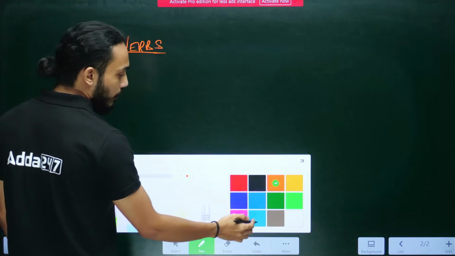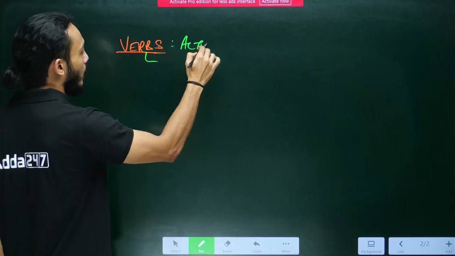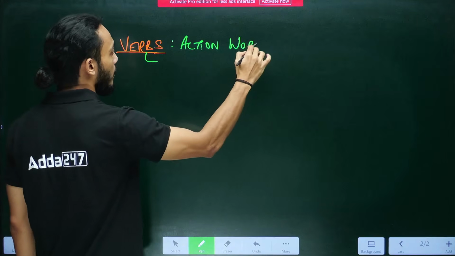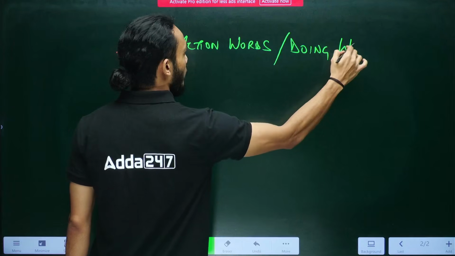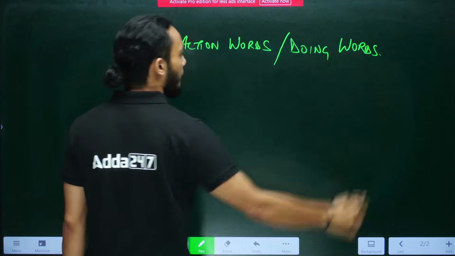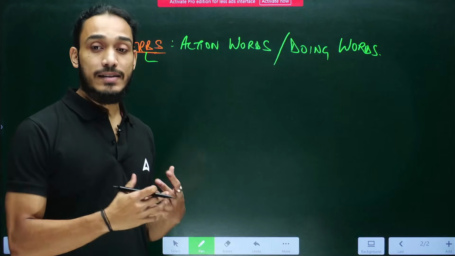Now, the most common thing that we learn when it comes to verbs is that they are action words or they are doing words, right? This is what we are taught. Most of us, this is what we learn in school. They are action words or they are doing words. Fine. Which basically means that we are talking about words that talk about action.